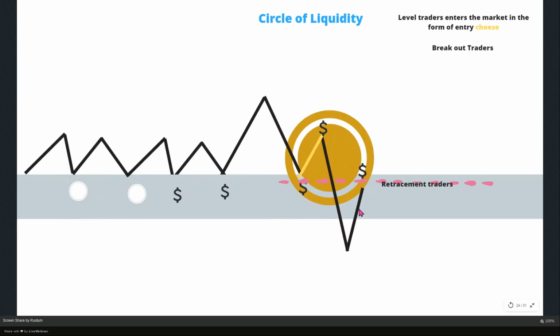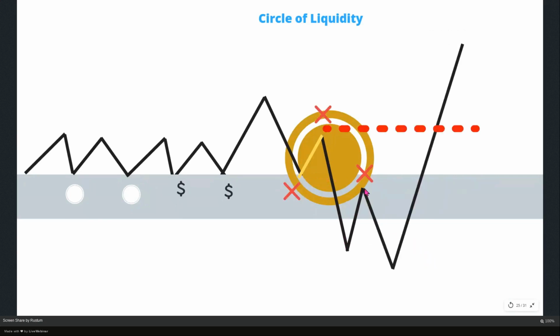And then the retracement trader comes into the market. He's looking to go short at 50% or wherever he wants to go short. It doesn't really matter, as long as we can identify that there is a retracement trader who wants to follow in the same direction as the breakout trader. And then all of their potential stops are in this little circle.